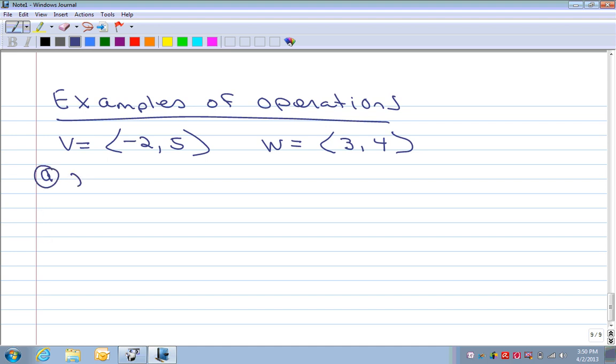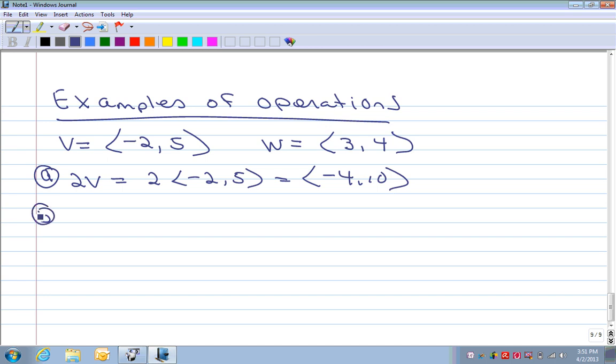We're first going to do 2 times V, or 2V. 2 is a scalar, just so you know. Remember, I told you it's like a multiplier. And so we're going to have 2 times our component form negative 2, 5. When we do that, we end up with component form negative 4, 10.